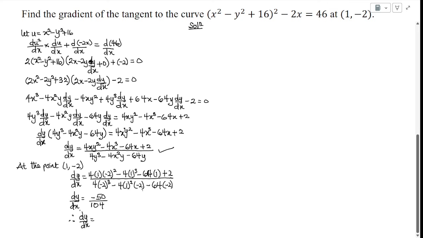So simplifying this, we know dy/dx is the gradient of the tangent, all right? And this gives us −50 over 104, which simplifies to −25 out of 52 as the correct answer. Negative 25 out of 52.